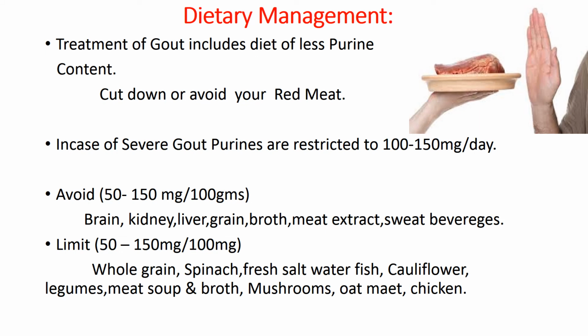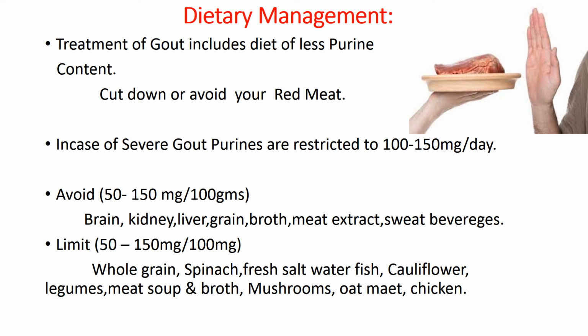Now, before wrapping up this session, let's talk about dietary management of gout. Treatment of gout includes a diet of less purine content, so we have to cut down or avoid our red meat intake. In case of severe gout, purines are restricted to 100 to 150 milligrams per day.